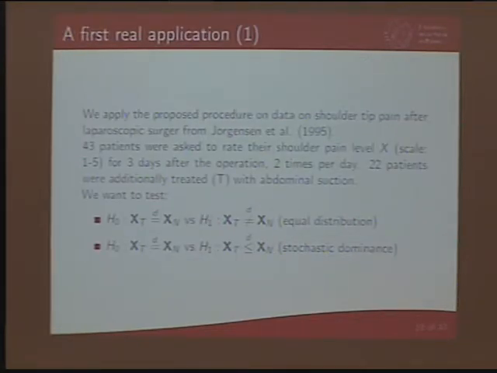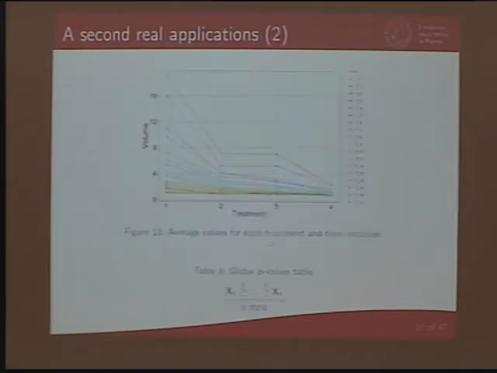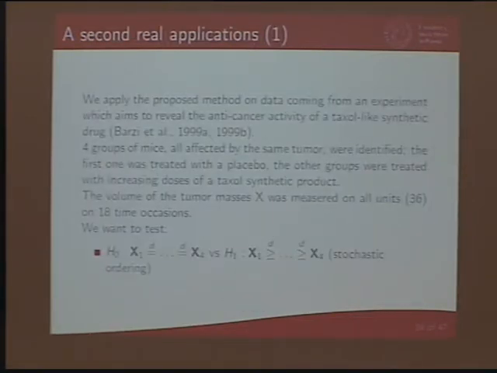Okay, so let me give you an example at least of this case. Here, for stochastic ordering, we have 4 groups of mice that were affected by a tumor, and they were treated with increasing doses of a drug. So basically we expect that as the dosage of the drug increases, the volume of the tumor masses, measured along times, so this is a repeated measures problem, reduces.